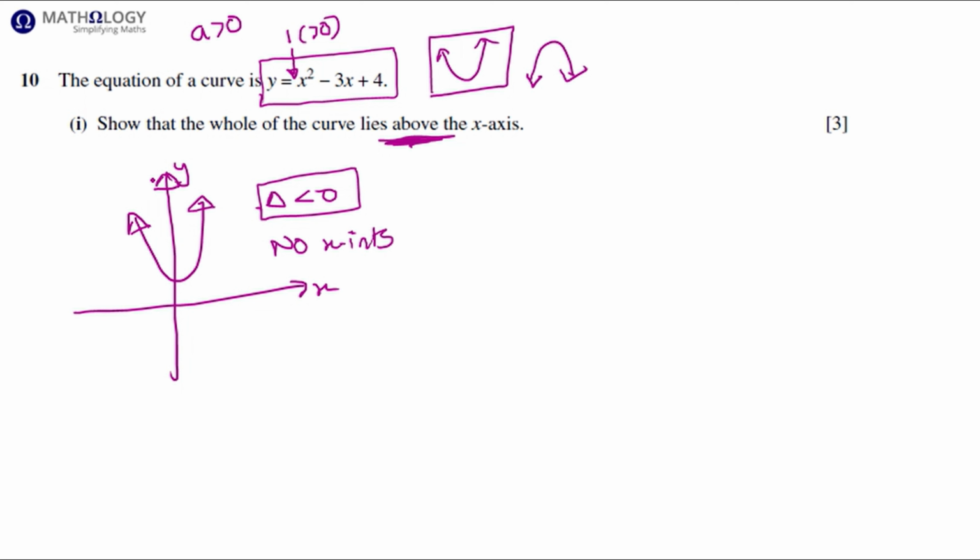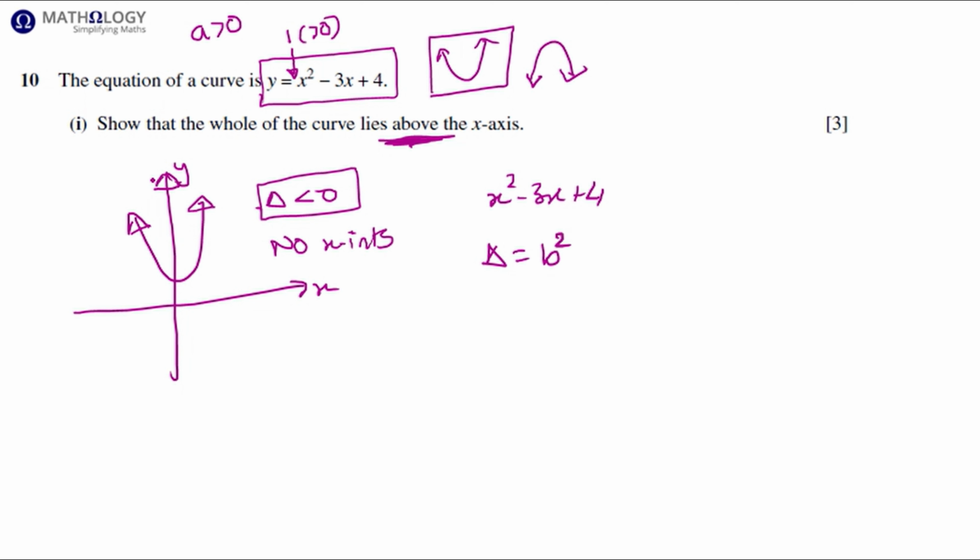So to show that the curve lies above the x-axis, in other words, show that there are no real roots to this quadratic, we simply determine the value of delta. So delta, this is one way to do it.